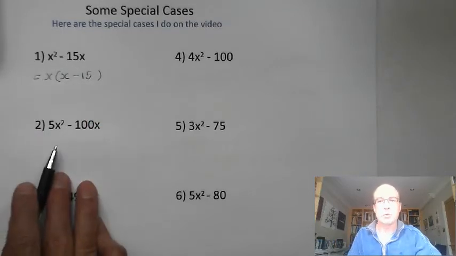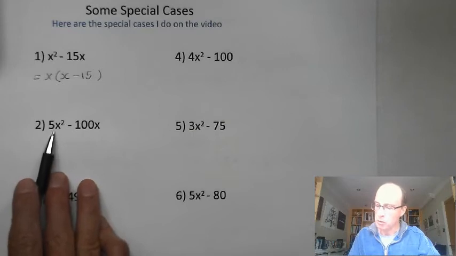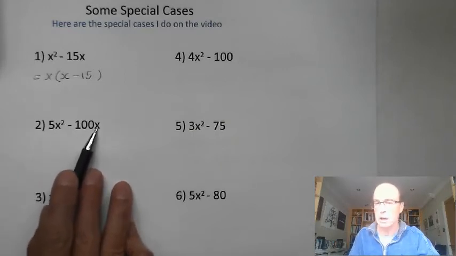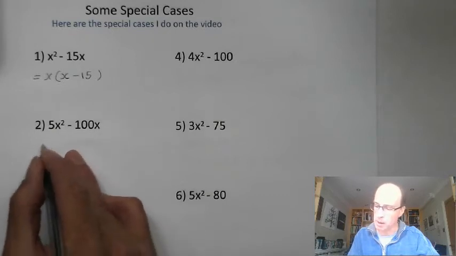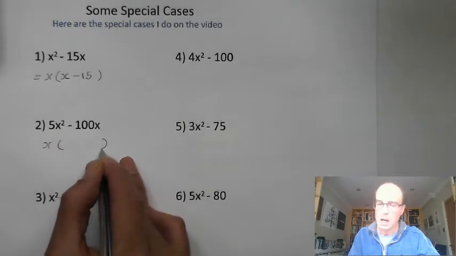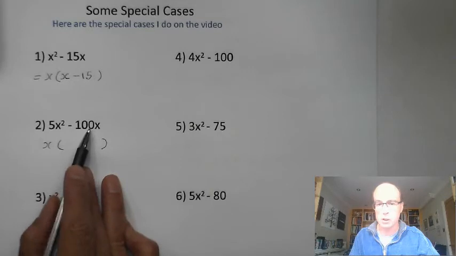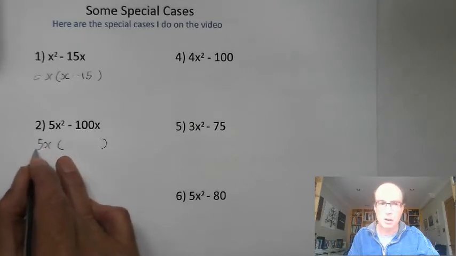Next example, this one's similar. I've still got an x, that's a common factor of both the first and the second term, so that's going to go in front of my brackets. But I've also got a common factor of 5, so 5 divides into both the 5 and the negative 100, so I can also put that outside my brackets.